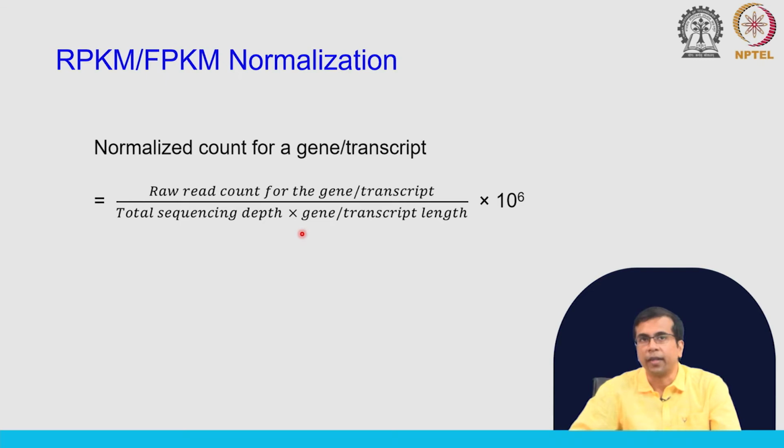Okay, so the formula is like this, right? We get the normalized count for a gene or transcript by dividing the raw read count by the total sequencing depth as well as by gene and transcript length, and we multiply by 10 to the power 6. Okay, so million, again we understand why we do that.